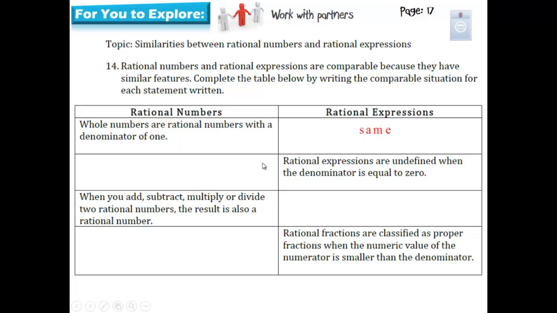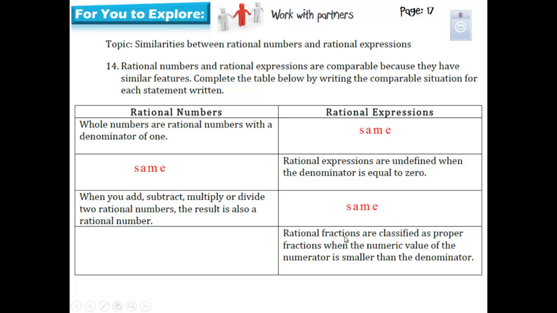Okay. So over here, it gives you the rational expressions. Another quality: it says rational expressions are undefined when the denominator equals 0. Now, is that true for rational numbers? Yeah, that's true. So there's a lot of similarities across the board. Notice that when you add, subtract, multiply, or divide two rational numbers, the result is also a rational number. What do you guys think is going to happen with rational expressions? Yeah, man, the same stuff.